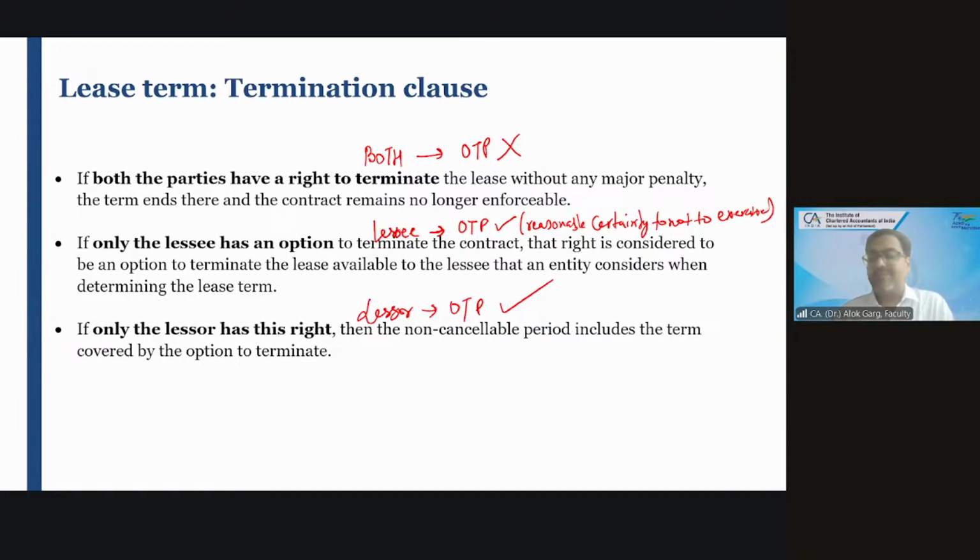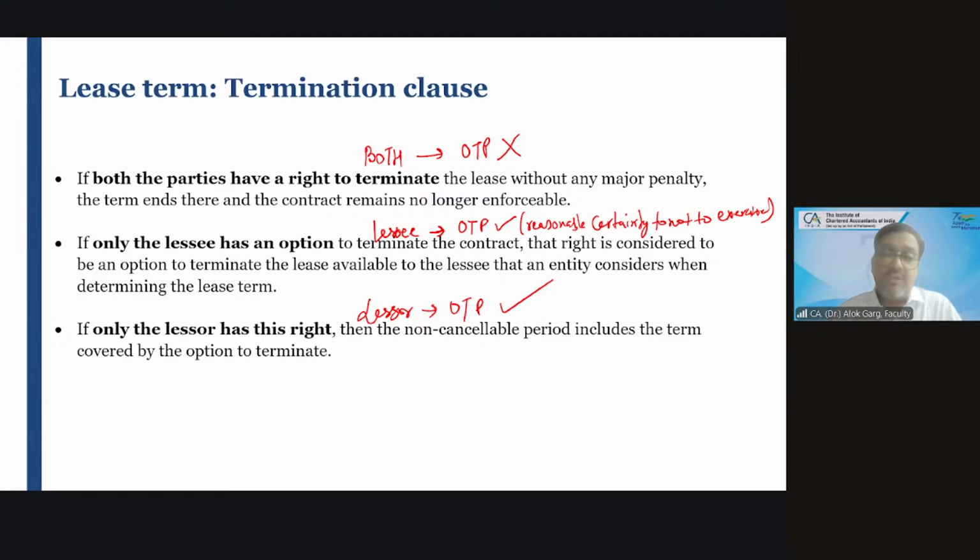Lease term: termination clause. Friends, this is very important. You must have seen in your lease contract that the lessor and lessee both have a right to terminate the lease by giving 1 month notice. Generally, both the parties have a right to terminate the lease without any major penalty. The term ends there and the contract is no longer enforceable.